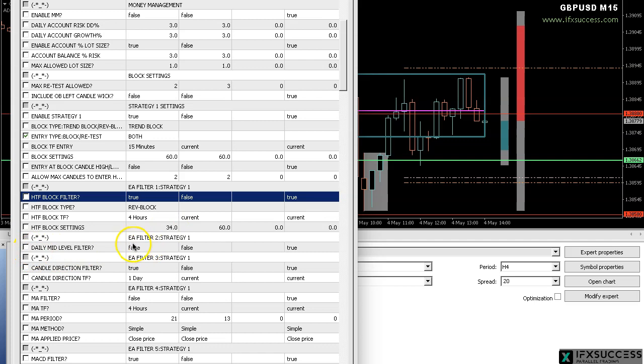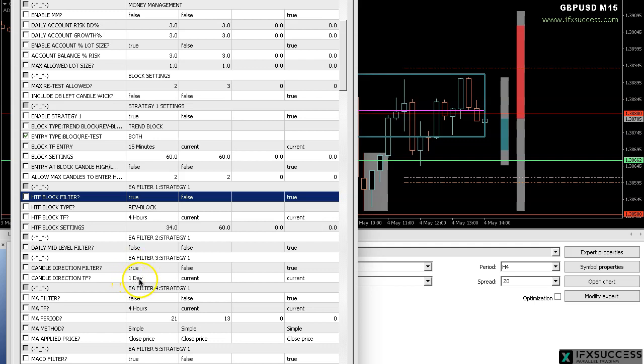This is filter number 2, daily mid level. We're going to say false to that one. And here's filter number 3, we have candle direction filter. We're going to say yes for this example. We're going to say no for another one, just to see what type of entries we get.